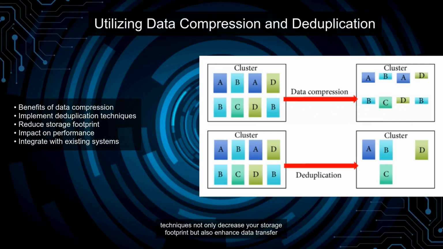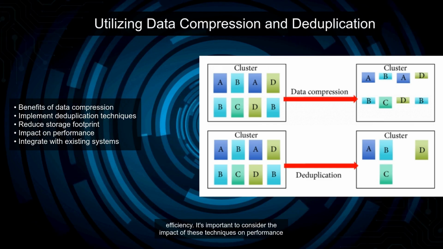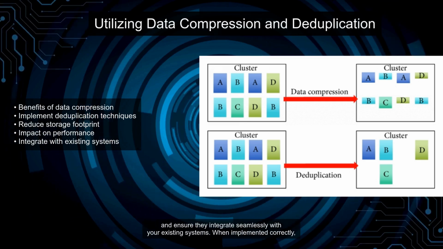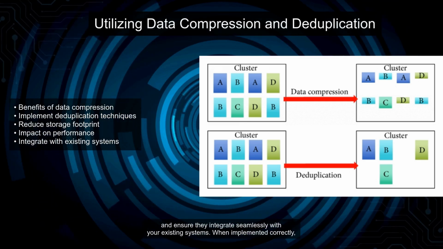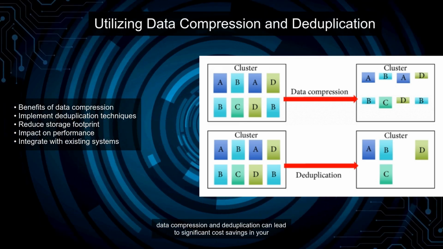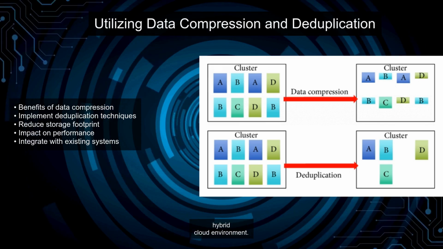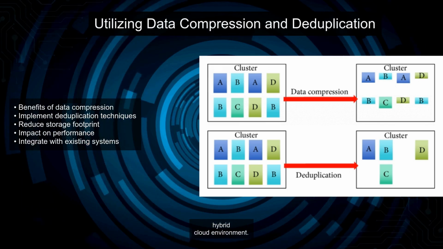These techniques not only decrease your storage footprint but also enhance data transfer efficiency. It's important to consider the impact of these techniques on performance and ensure they integrate seamlessly with your existing systems. When implemented correctly, data compression and deduplication can lead to significant cost savings in your hybrid cloud environment.